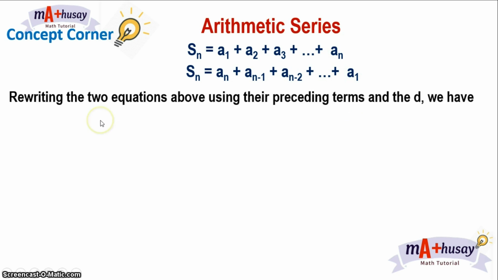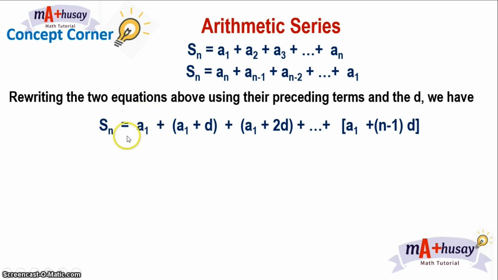Rewriting the two equations above using the preceding terms and the common difference, we would have s sub n equals the first term plus the quantity of the first term plus d, that's the second term, plus a sub 1 plus 2d, this is the third term, up to the last term. We know that the last term, a sub n, is equal to a sub 1 plus the quantity of n minus 1 times the common difference.